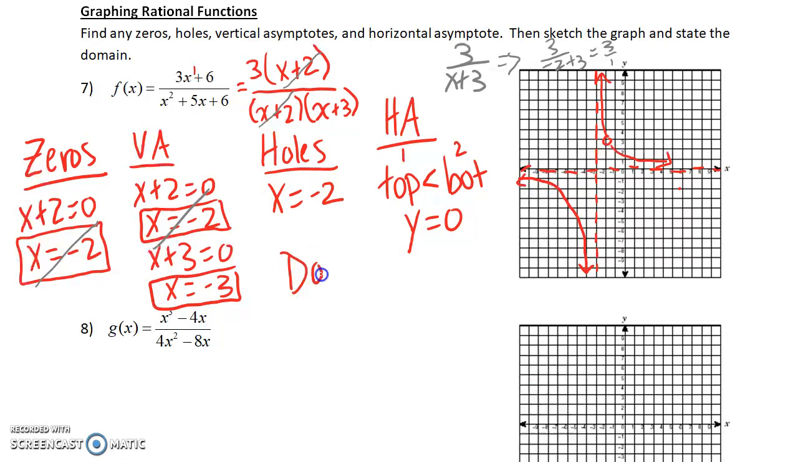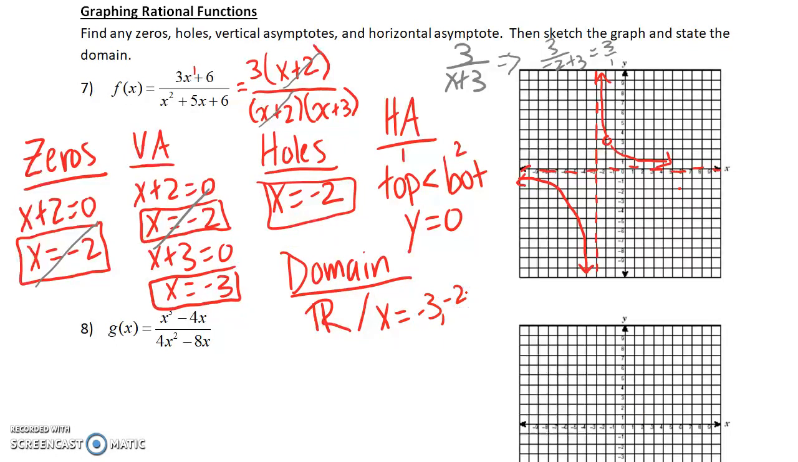Now domain, if you recall, will be all reals except when x equals whatever the vertical asymptotes are. Now, you have to use all vertical asymptotes. So we look at the holes. Even if we crossed out the -2, it is still a hole. So it would be the vertical asymptotes and this hole right here. So x cannot equal -3 or -2. In our domain, we can't have those two values.